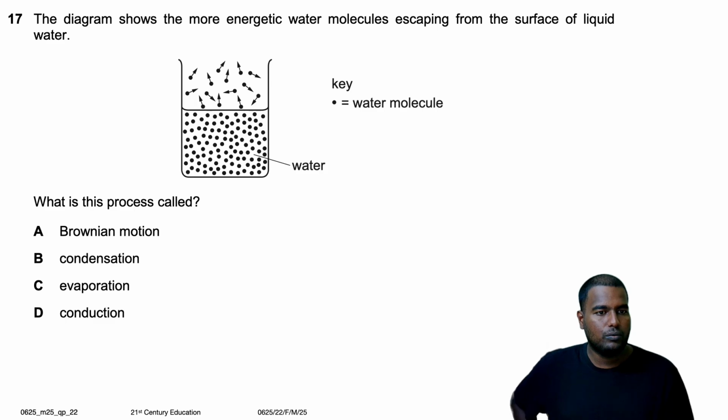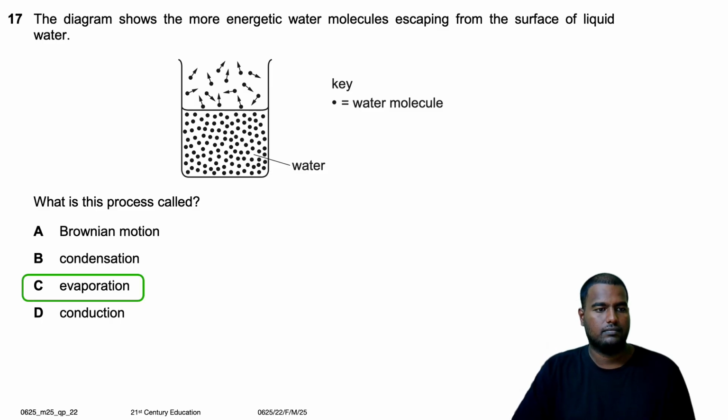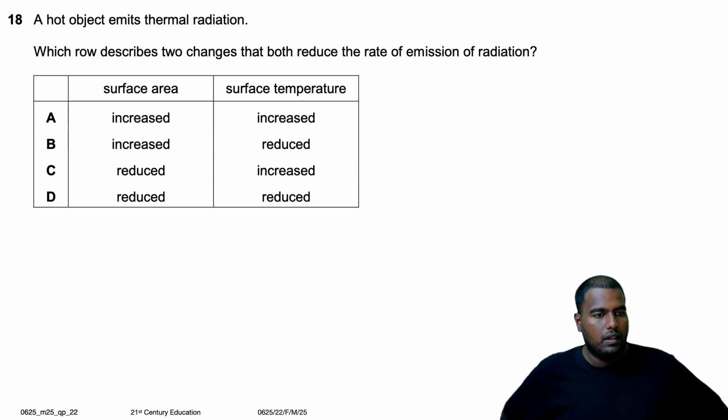The diagram shows the more energetic water molecules escaping from the surface of liquid water. What is this process called? Evaporation. A hot object emits thermal radiation. Which row describes two changes that both reduce the rate of emission of radiation?